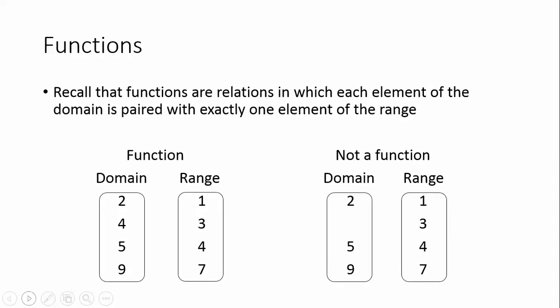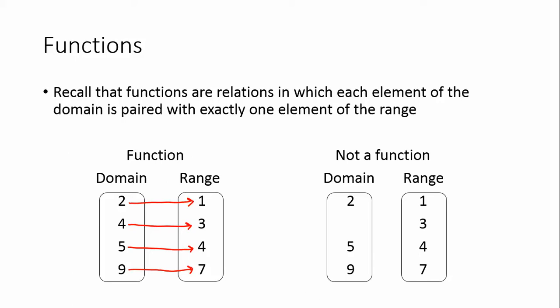So let's recall that functions are relations in which each element of the domain is paired with exactly one element of the range. So if we look at the function on the left, we have the domain or the inputs. If we input a 2 into the function, we get a 1. If we input a 4, we get 3, 5, we get 4, and 9, we get 7. You can see that each element in the domain is paired with exactly one element of the range. That is a function.